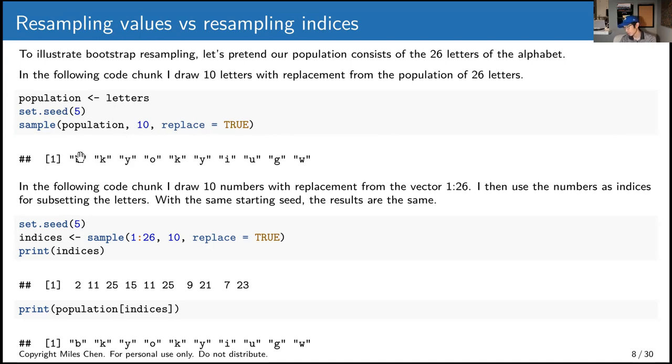for replication, or reproducibility. And so when I select 10 letters with replacement from the alphabet, I get the letters B, K, Y, O, K, Y, coincidence, I get K, Y again, and then I, U, G, W, all right? And so this is just taking our 26 letters and drawing 10 values with replacement.